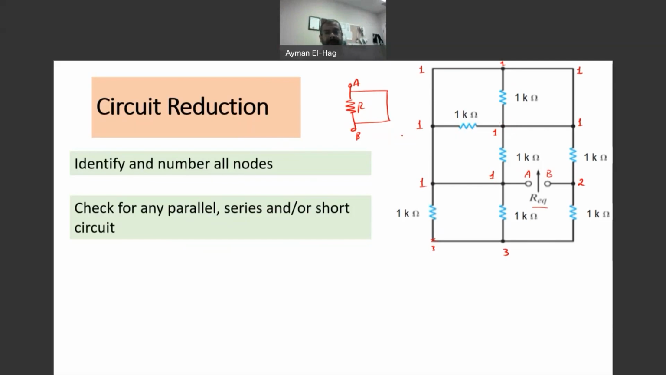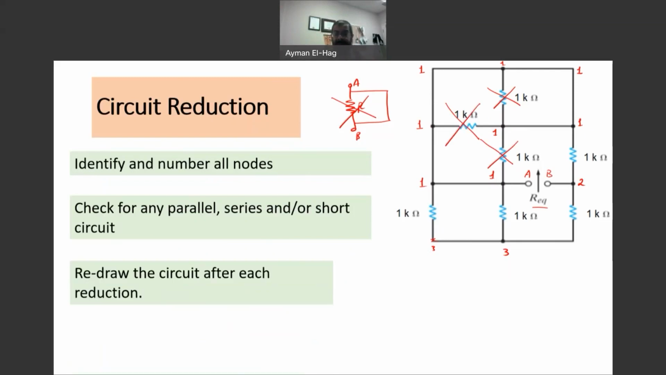What does a short circuit mean? It means that you can take out the component and leave the short circuit. So you can take this out. Also, this 1 kilo ohm is between 1 and 1, so you can take this out. And then this also, you can take it out. So it's very, very interesting, this question, that without noticing this, it would be very hard to add things in parallel and in series. And this will take us to the last point when you deal with these questions: redraw the circuit after each reduction.